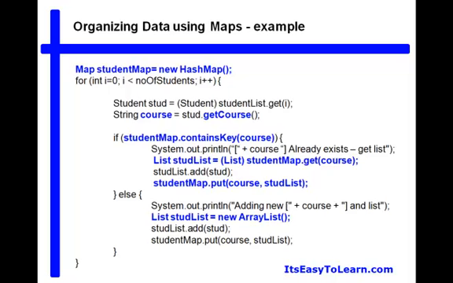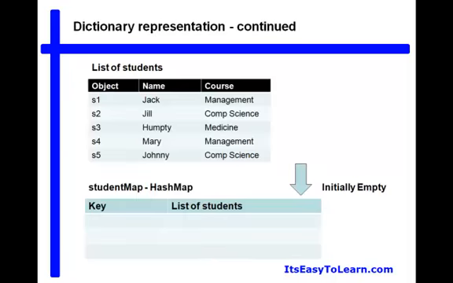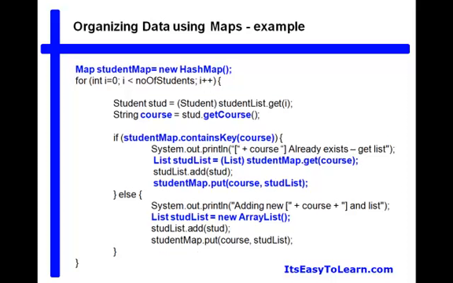Before we look at the example, let us look at the schematic representation. We want to have a representation like this. You want to have a key and a value, and the key would be, say, the course. In this example, computer science, and the value would be a list of students in the computer science course. Medicine, and the value would be a list of students in the medicine course. Key management, and value would be a list of students in the management course. This is how we organize data using maps.